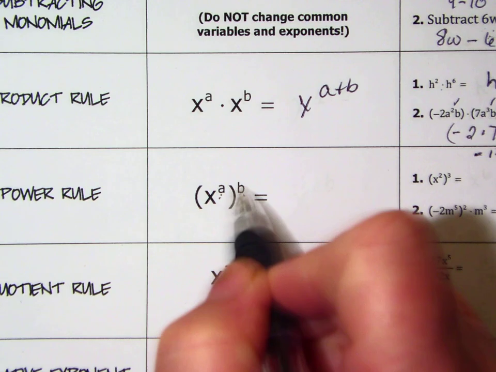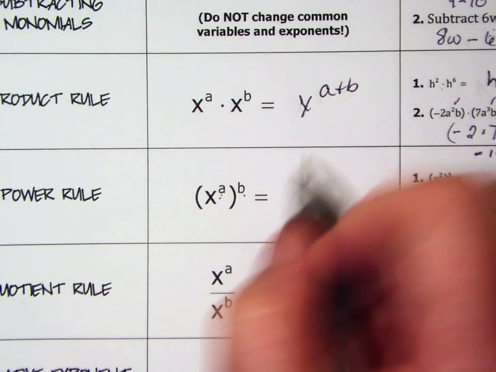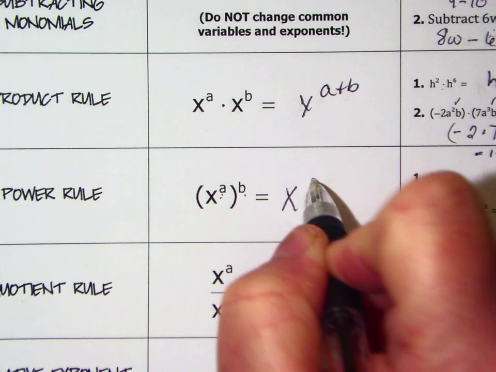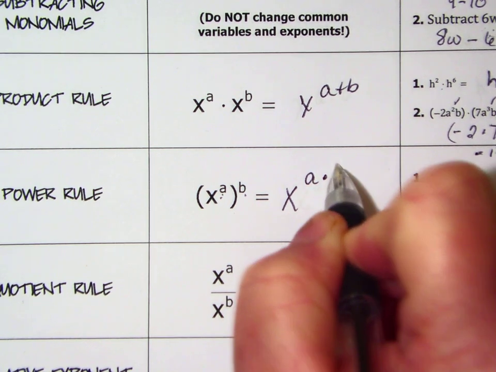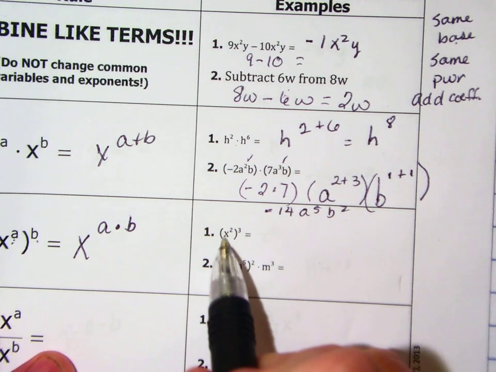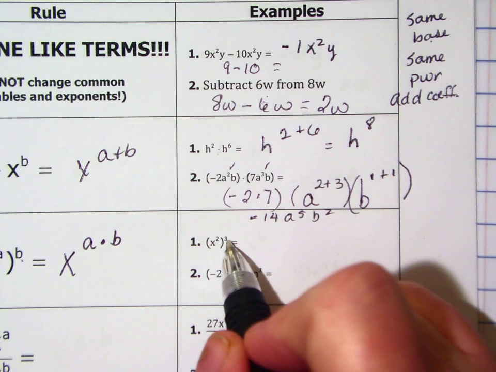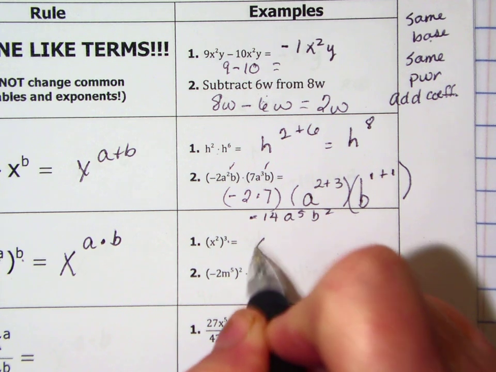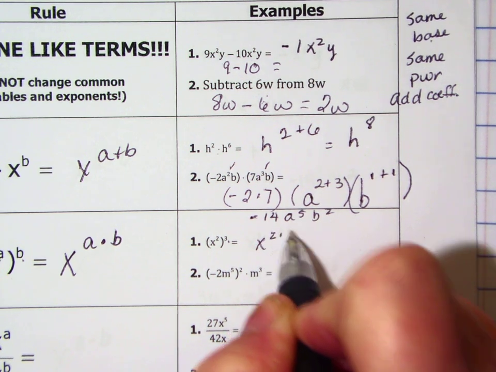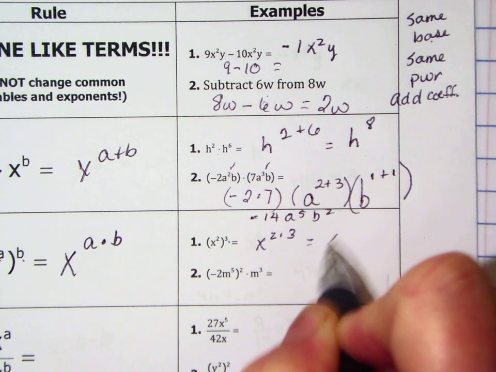If you have a power on the outside of a power, then you have to multiply them. So this would be a times b. An example of that would be x squared raised to the 3rd power. So it would be x to the 2 times 3, which would be x to the 6th.